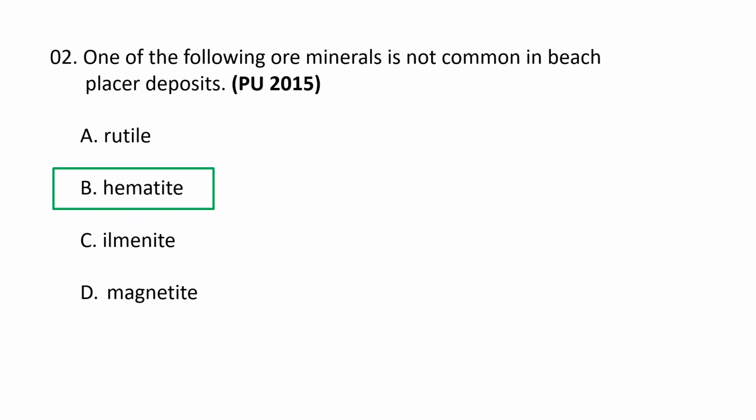The common minerals which occur in beach placer deposits include heavy minerals like ilmenite, rutile, zircon, monazite and garnet. These minerals are denser than quartz and other common beach sand components, which allows them to accumulate through the action of waves and currents. So the mineral which is not common in beach placer deposits is hematite. B is the correct option.